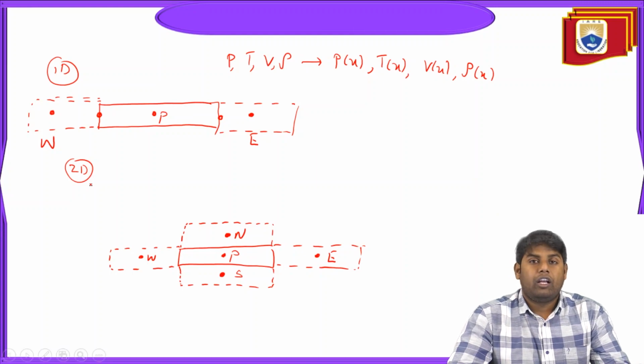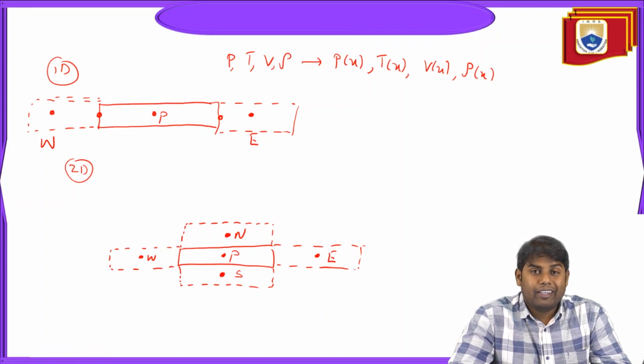This is for 2D. Now basically what is the major difference that we have seen? In the one dimensional case, the point of interest P is depending on the neighboring cells, which are the west cell and the east cell. Now here in the two dimensional case, we are depending on the west cell and the east cell. Additionally, we have north and we have south. Okay, so this is the difference between 2D and 1D.